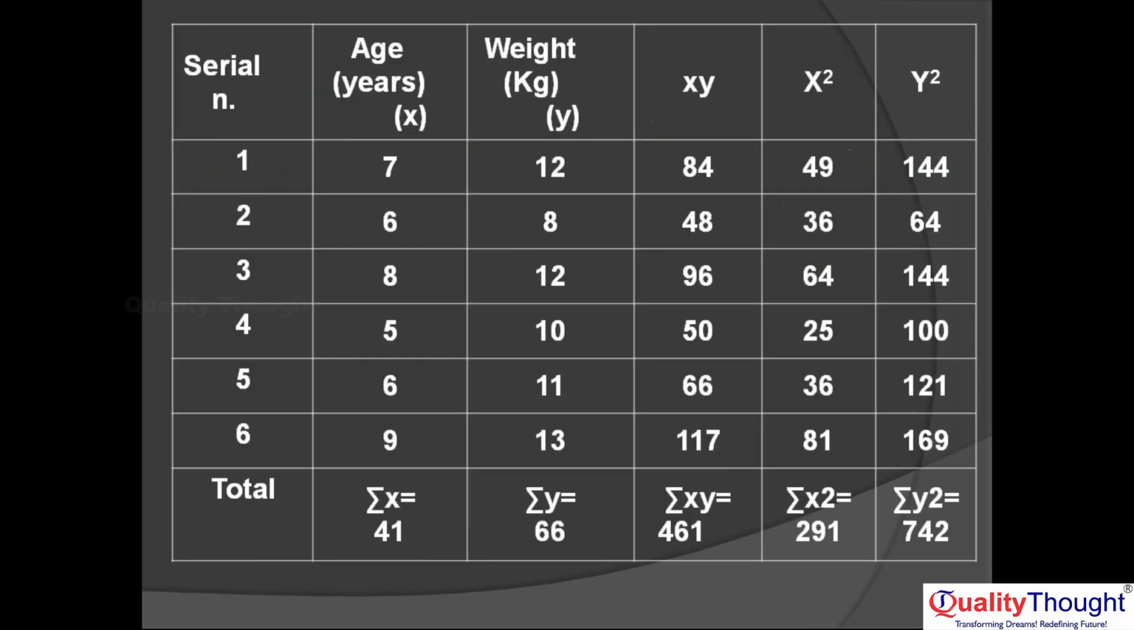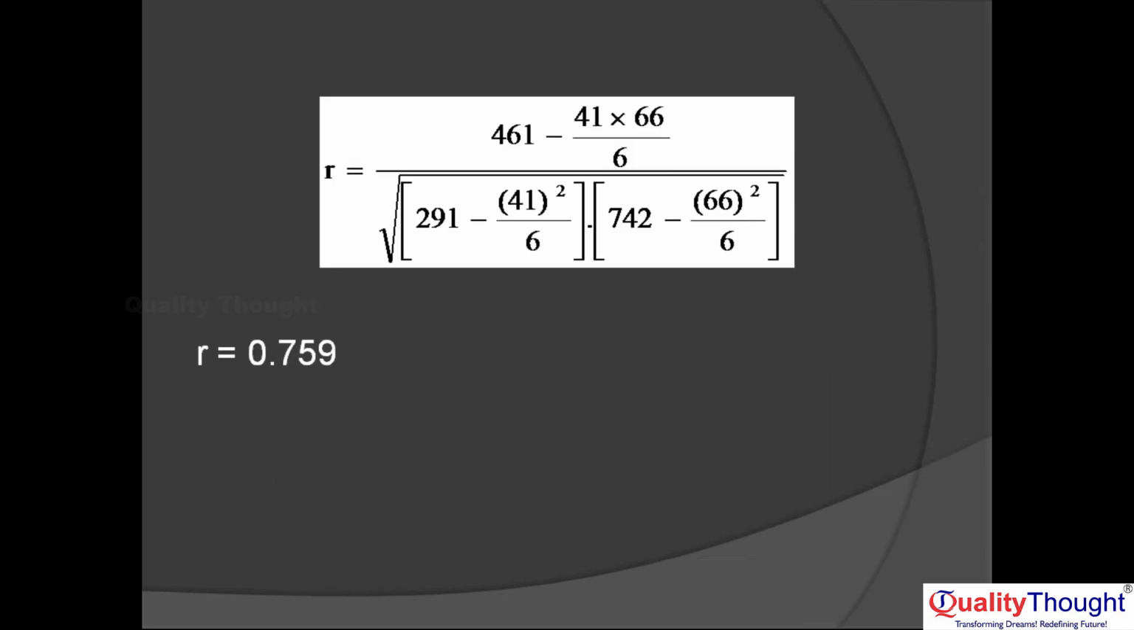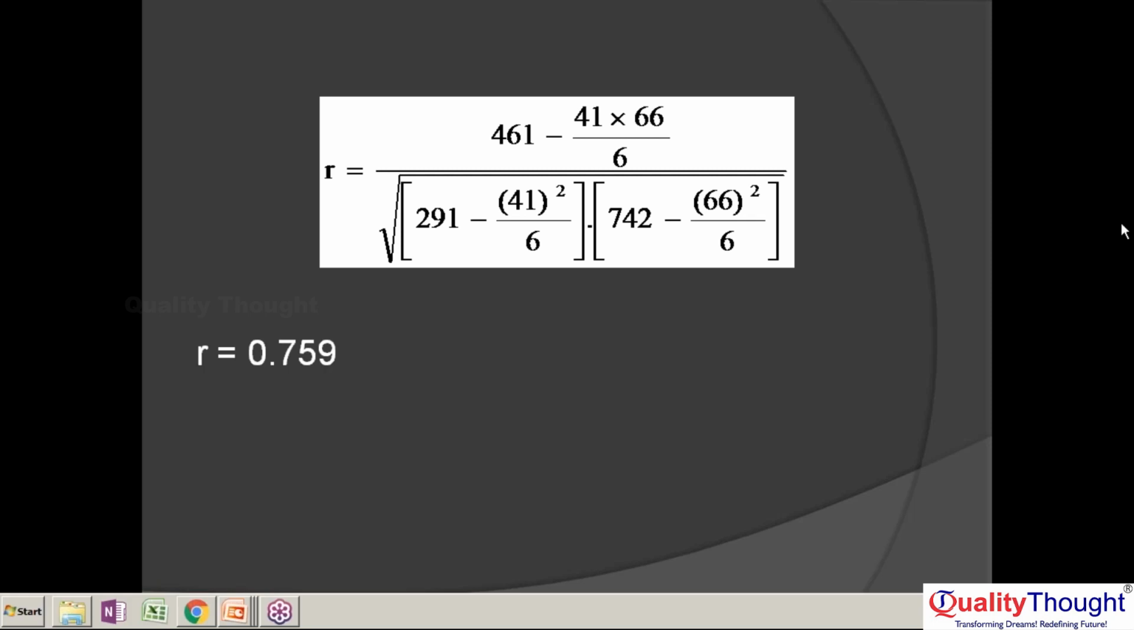So we need to first calculate xy, x square, y square, and the sum of x square, sum of xy, and sum of y square. Then if we substitute, I have got something called 0.759. Can you please tell me, is the magnitude of the correlation, otherwise called the correlation coefficient, good, bad, or average? All of you. Yeah, it is good actually. Okay, it is good.